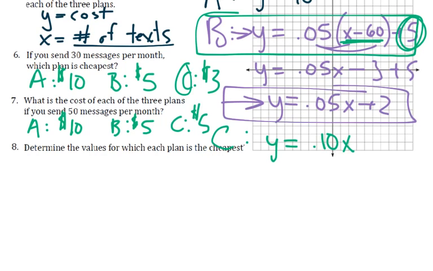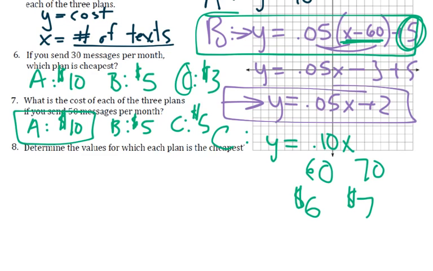C is a tenth of whatever we're doing, so at 60, it would be $6. At 70, it would be $7. So for plan C, to get over $10, you're going to have to go more than 100 texts. Okay, that would make C more expensive.